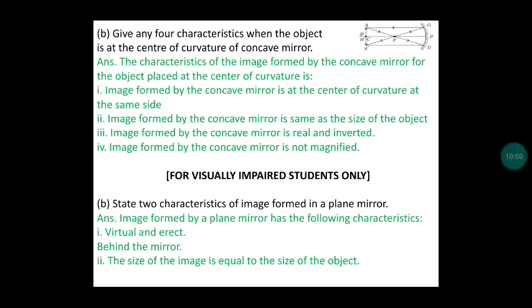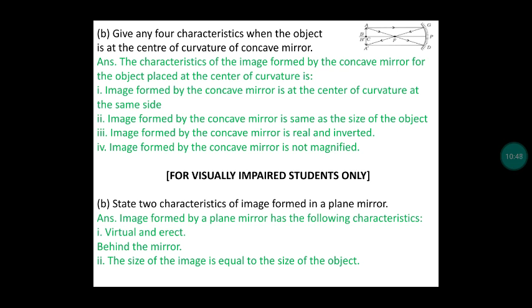Give any 4 characteristics when the object is at the center of curvature of a concave mirror. It is told that we need to give 4 characteristics of an object when it is placed at the center of curvature of a concave mirror. So the characteristics will be: the image formed by the concave mirror is at the center of curvature, at the same site. The image is the same size as the object. The image is real and inverted. The image is not magnified.